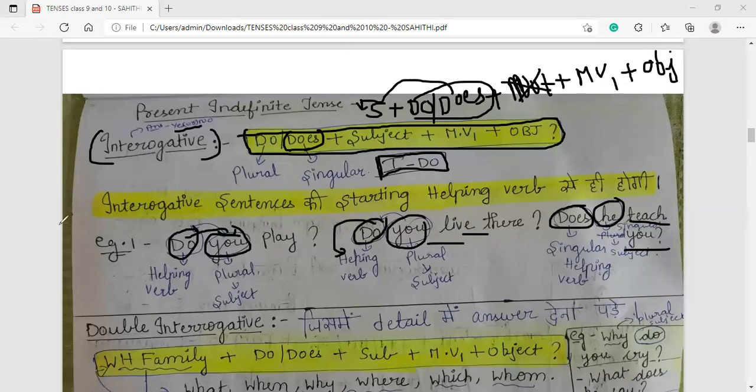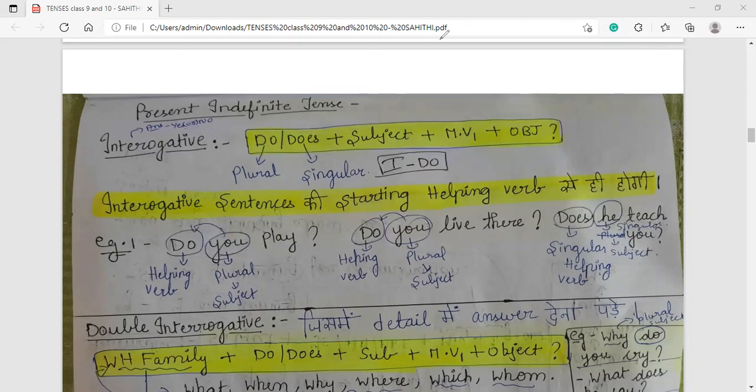Okay, interrogative is clear. Remember only one thing for an interrogative sentence: it starts with a helping verb. You just need to move the helping verb to the front. Helping verb plus subject plus main form of verb plus object. That's done, the work is done.